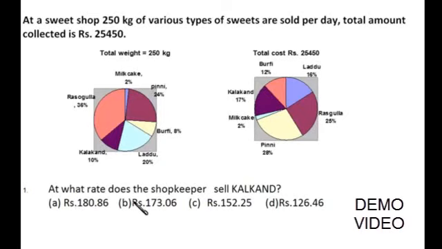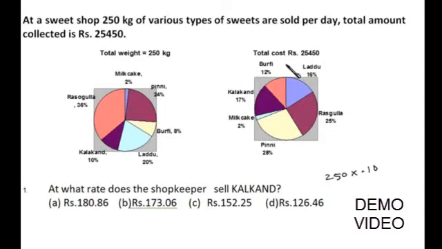Now what is the first question? At what rate does the shopkeeper sell Kalakand? Now we have to find out the selling price, that is, the per kilogram price of Kalakand, right? Now just see here carefully. Total weight is 250. Out of this 250, Kalakand is contributing 10%, right? So what is 10% of 250? I just write it over here as it is. It's 250 into 0.10. That is the quantity, right?